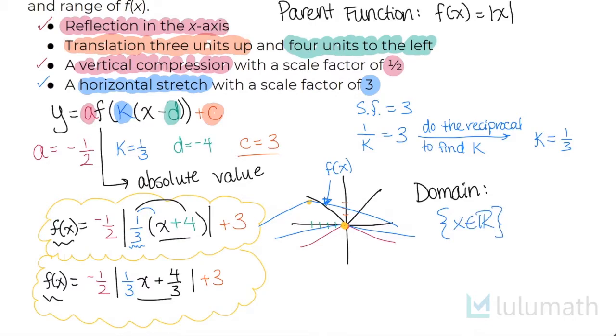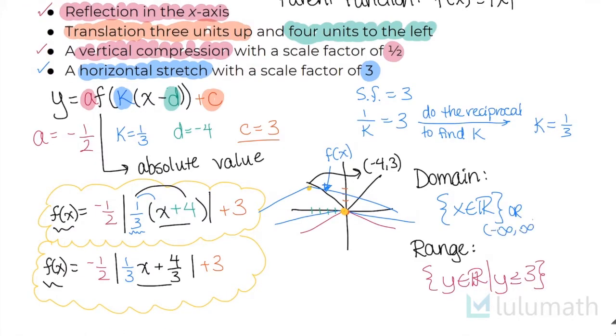And then for our range, there are a couple things that we need to take into consideration. First of all, our graph was reflected. So now we have an upper limit as opposed to an original lower limit. But also the vertex is at (-4, 3). So we know that our graph is not going to go above this 3 that we see here. So for our range, we can say y is an element of the reals such that y is less than or equal to 3. And in interval notation, we can say from negative infinity to positive infinity for our domain. And for our range, we can say it's from negative infinity to positive 3.